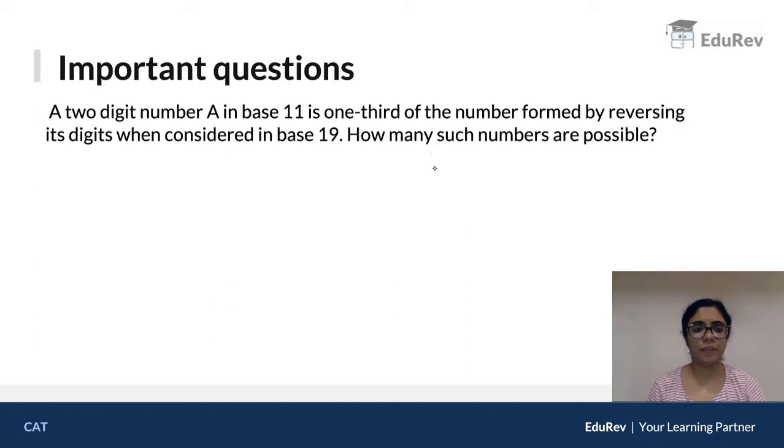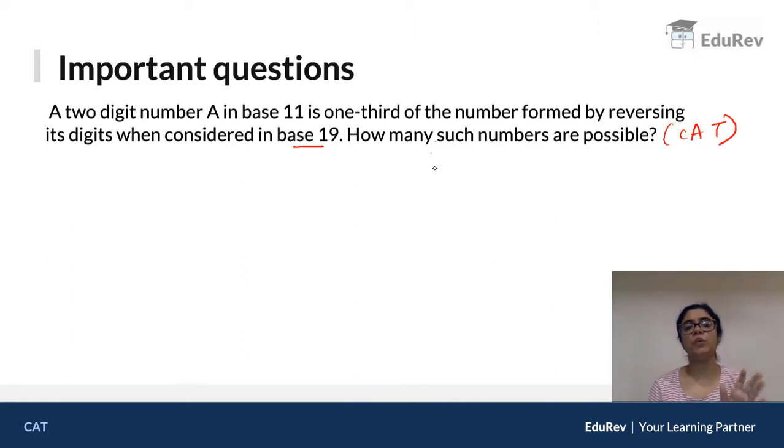Now what does it say? A 2-digit number a in base 11 is 1/3 of the number formed by reversing the digits when considered in base 19. How many such numbers are possible? Now one thing I would like to inform you is this is an actual CAT question. Okay, it's an actual CAT question. I would request you to pause the video, try the sum for a moment and then look at the solution.